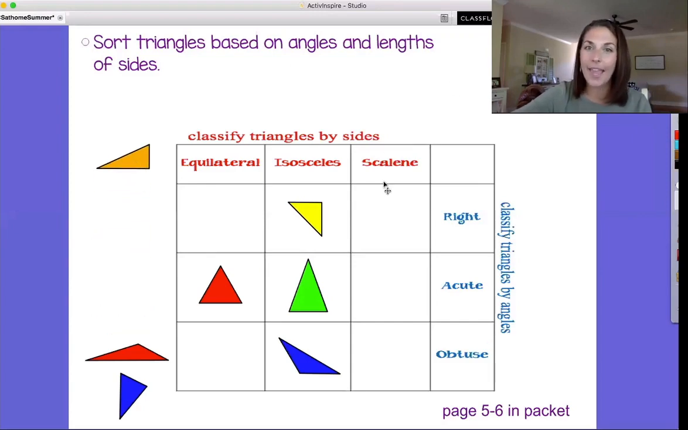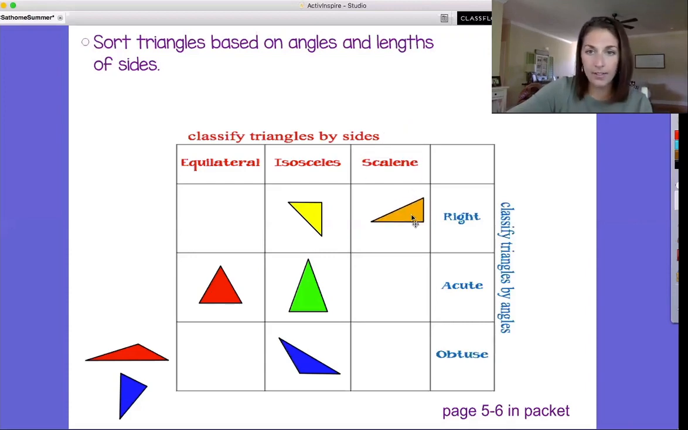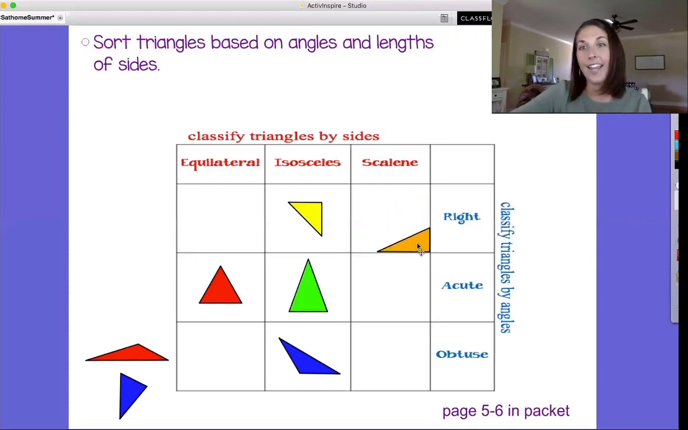Let's keep going. We need some scalene triangles over here, don't we? All right, let's look at this one. Remember, scalene means no equal sides. Do you see any sides that are the same length here? I see the shortest side here, and then the bottom, and then this longer side that connects that diagonal. So I'm going to place this in scalene, and then I'm going to look at my angles. I see an acute little angle in that corner. I see an acute angle at the top, but right here, oh, I see a just right angle. So I'm going to classify that as a scalene and right triangle.